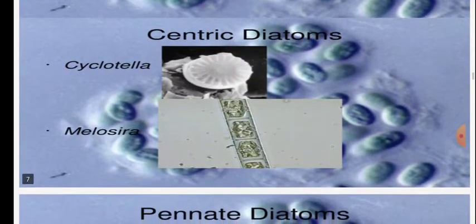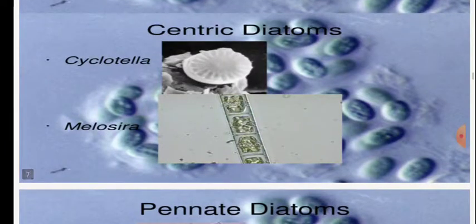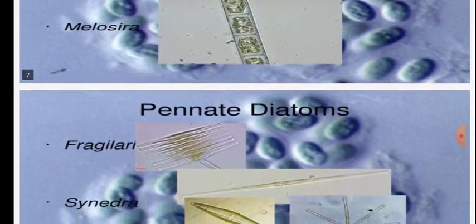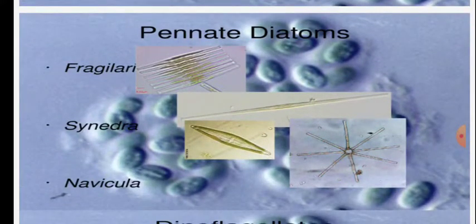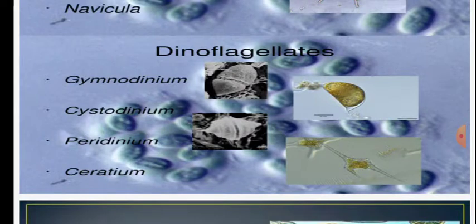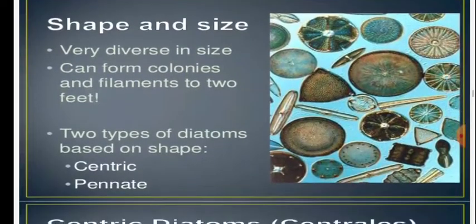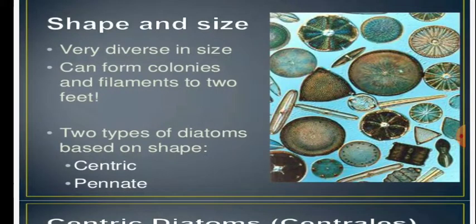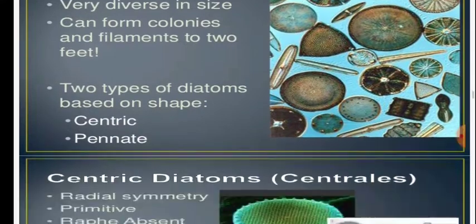The centric diatoms, centric, that is the Cyclotella, and Melosira, it is showing the filamentous form. Then pinnate diatoms, we are knowing the types of diatoms. Fragilaria is a good example. Cymbella, and Navicula, which is star shaped. Then dinoflagellates, Gymnodinium is one good example. Gonyaulax, Peridinium and Ceratium. The shape and size of the diatoms are diverse in size and can form colonies. So here you observe types of diatoms based on centric and pinnate types. So these are the different types here.